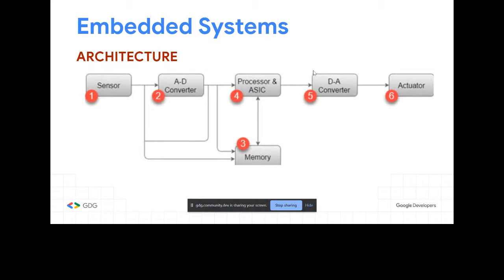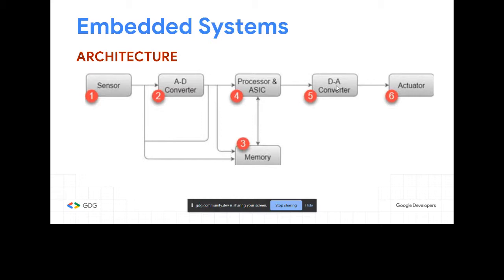Then we have the digital to analog converter, which is the opposite of the AD. And then we finally have the actuators, which are basically going to compare the output given by the DA and then approve which one has to go to the memory. So this is the basic architecture.